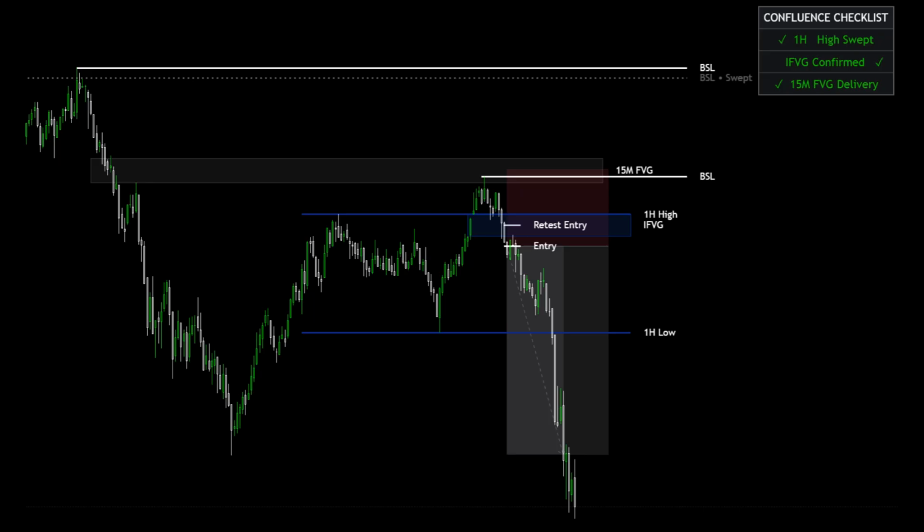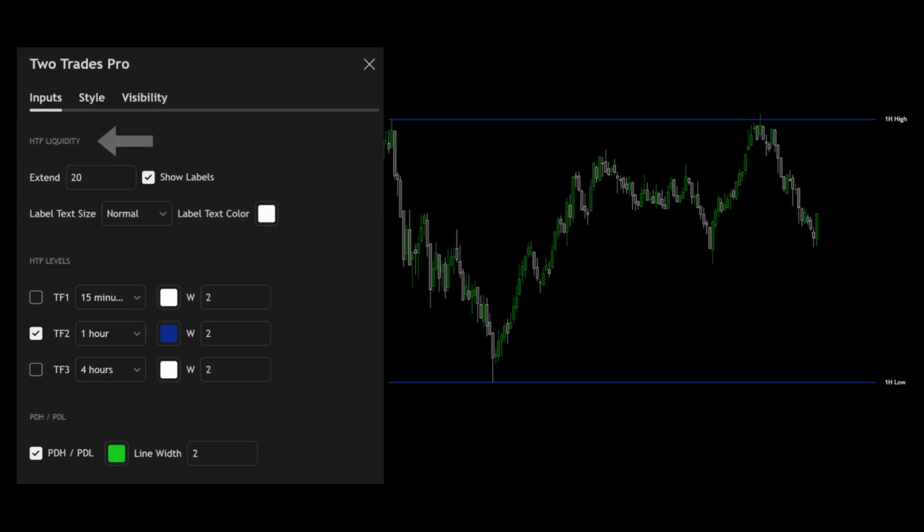This is the 2Trades Pro indicator. In this video, I'm going to walk you through everything you need to know to show you exactly what it's all about. Everything inside the system is designed to help guide a disciplined and repeatable process, starting with higher time frame liquidity.